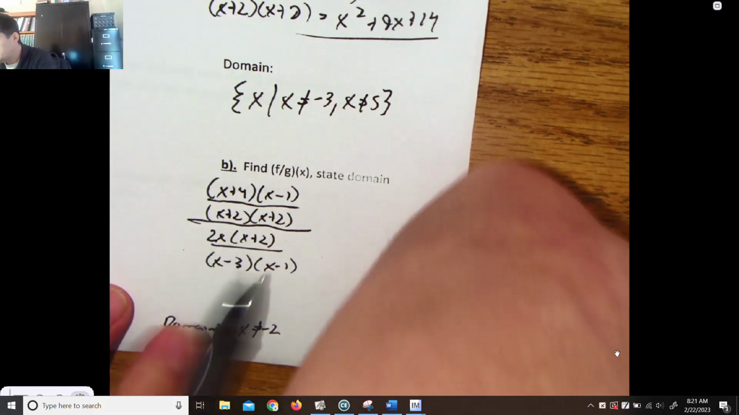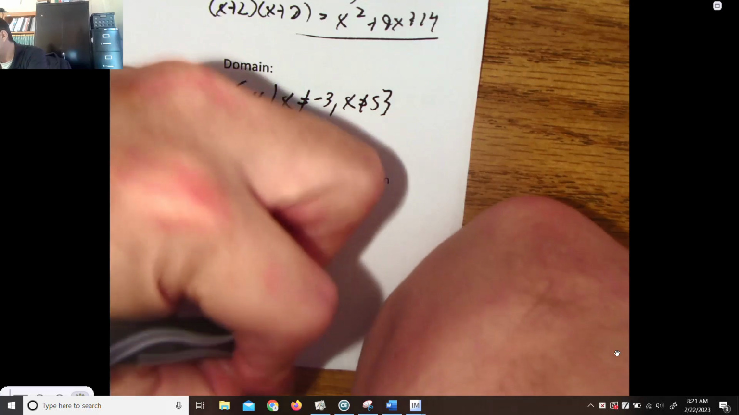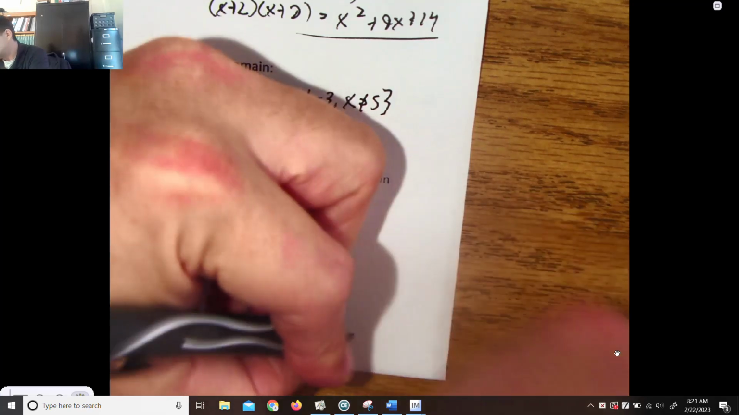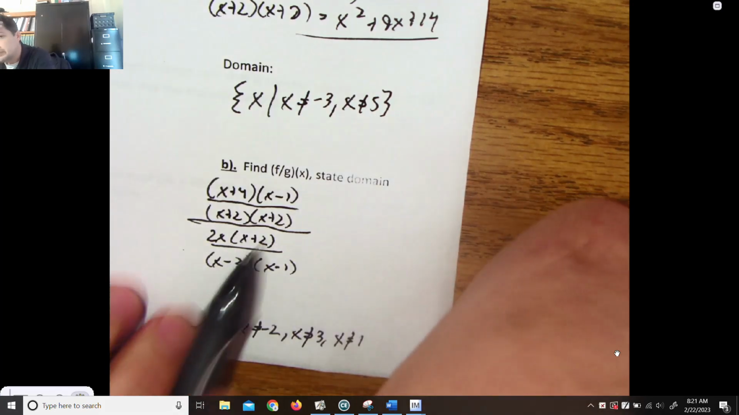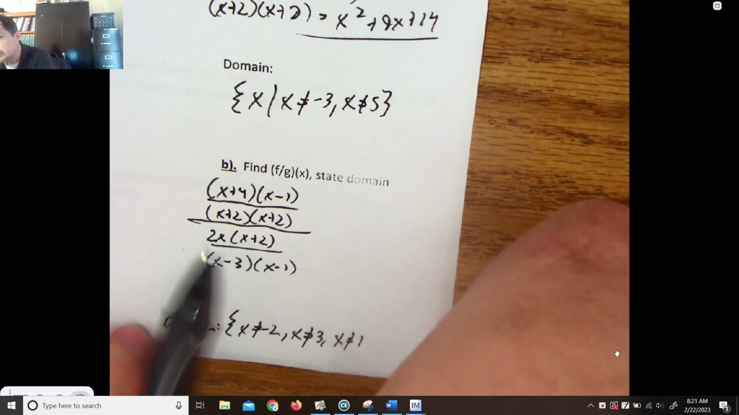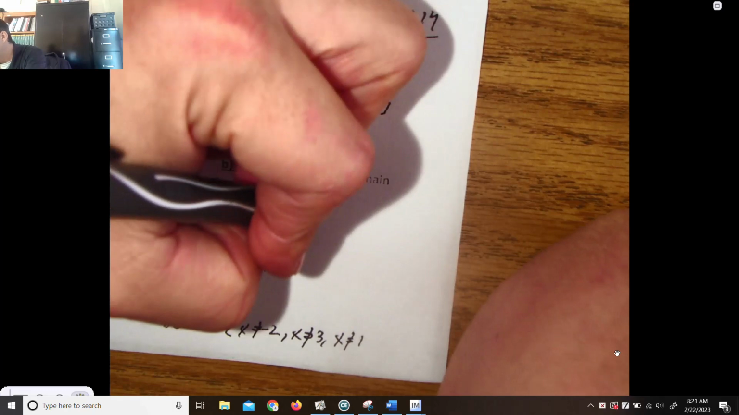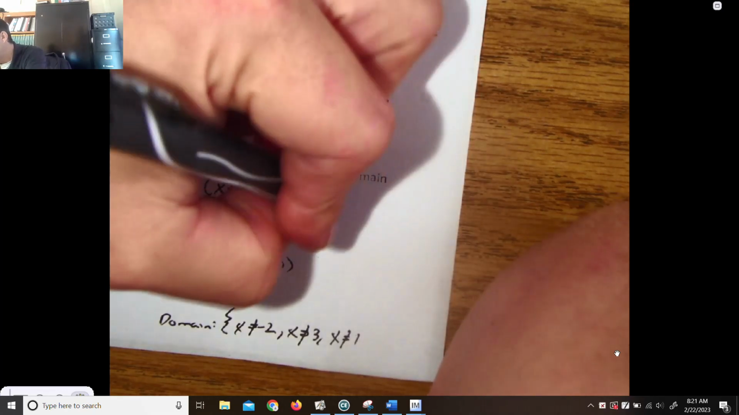Right here, I can't be 3 or 1. And there's another one that's about to show up. It's going to be right here. But you'll see it when you cross multiply. So to divide by a fraction, you multiply by its reciprocal.